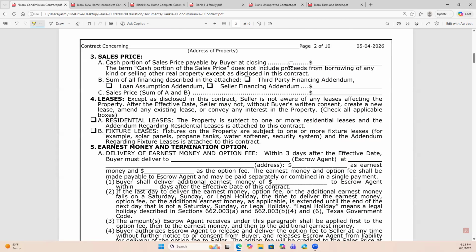This part is normal. We're talking about the sales price. A plus B equals C. Down payment plus loan amount equals total amount. Is this a loan assumption? Is this seller financing? Or is this going to be a third-party financing addendum? Is there a current lease on the property? Notice it says nothing about natural leases because a condo does not have gas pumping out of the floor on the 15th floor of that condo. It is a condo. So we only have residential or fixture leases here.